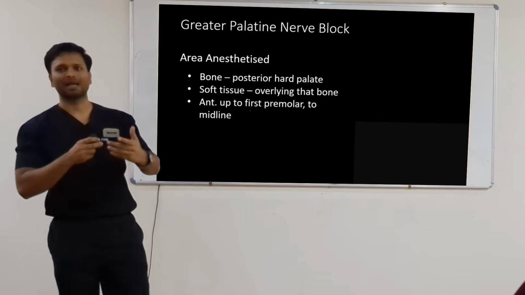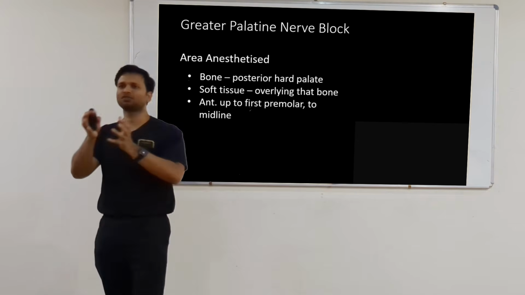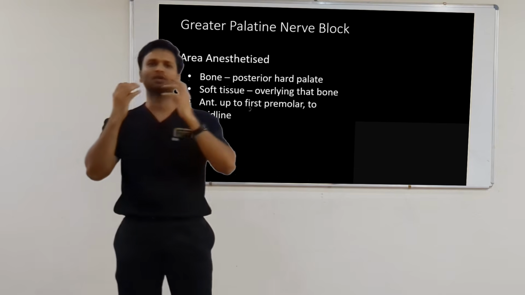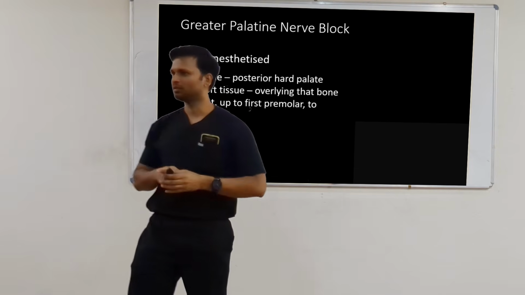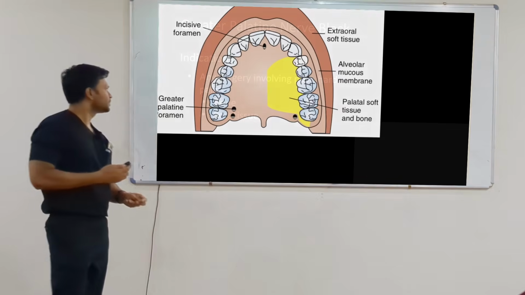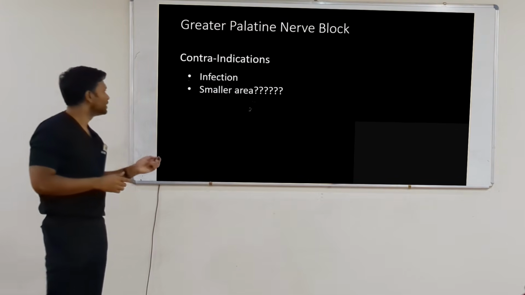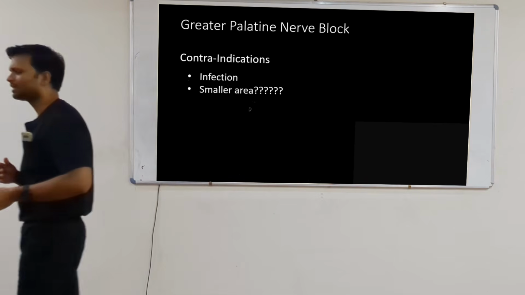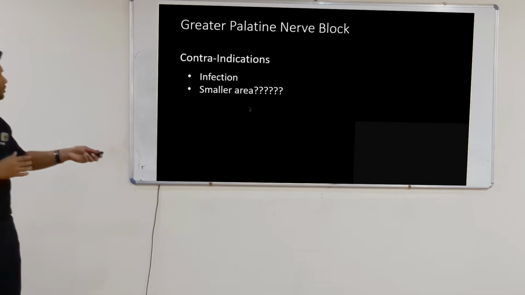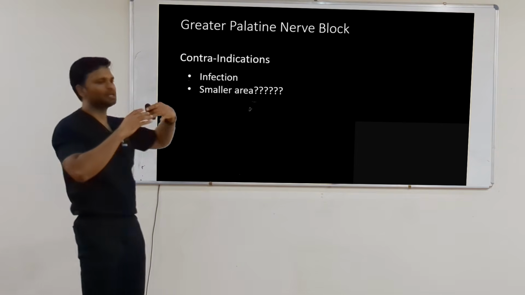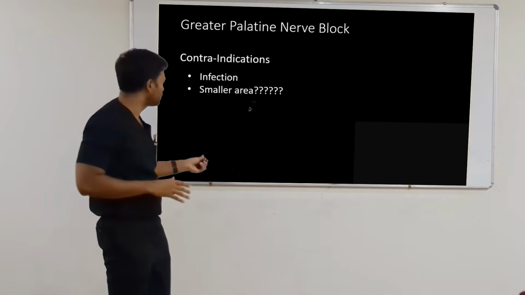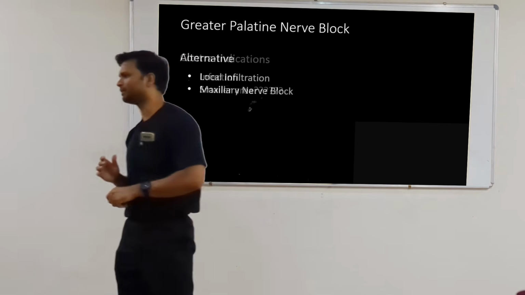Again, there's a catch here too. This is done in cases of a shorter, smaller area. If it is a larger area in the labial or buccal aspect, we are going to go for nerve blocks. So, contraindication, again the same thing: if there is infection at the site of the surgery, you won't give it at the site of the nerve block. And if there is a smaller area to be operated on, then you can go for local infiltration.